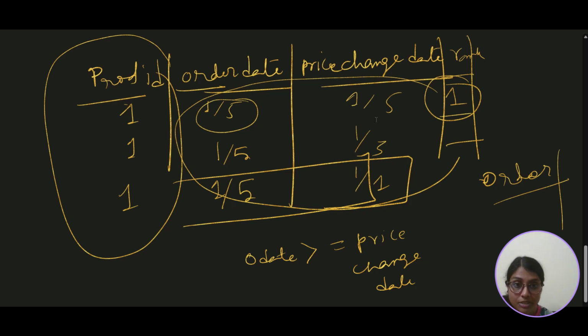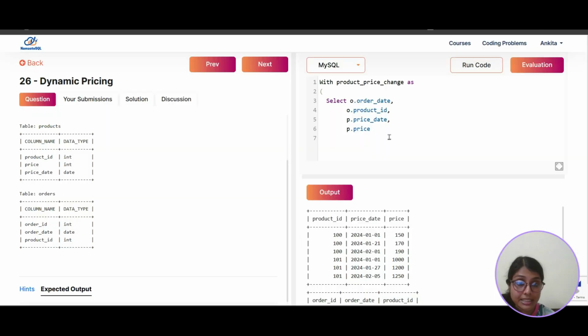What I will do essentially is first take the order date, map it with the price change date, take the rank and take the highest rank based on the latest price change date. If it got confusing, let me just write the query, and you follow step by step. I hope this will make sense. Now price change, P dot price date. Sorry, price date, right? That's it.